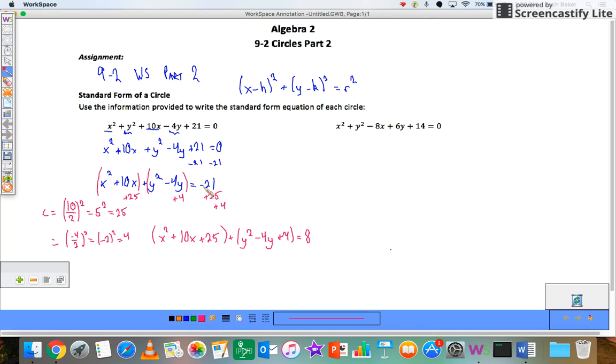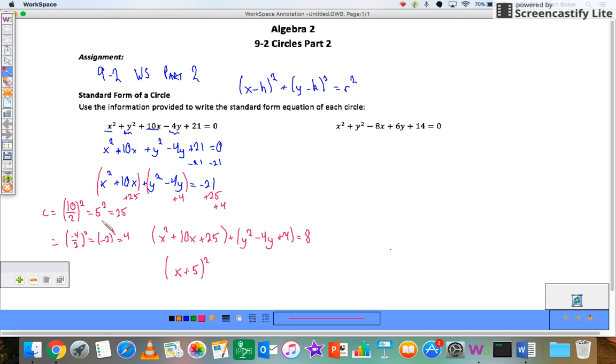Now, you can see we're getting close to what we want. Okay, we've got x's together, we've got y's together, we've got it equal to some number. Okay, but we're not quite there. So here's what we're going to do: we're going to rewrite each one of these. Now what it'll be then, it'll be x plus 5 squared.